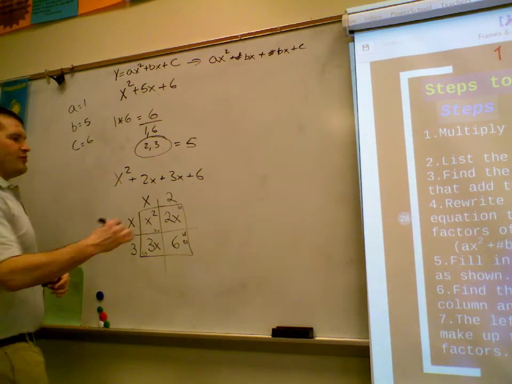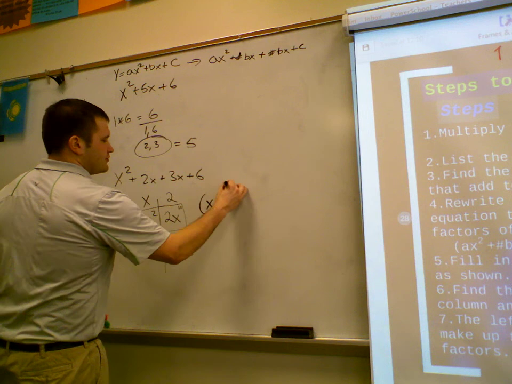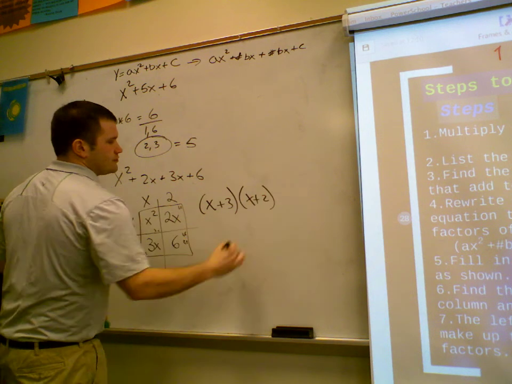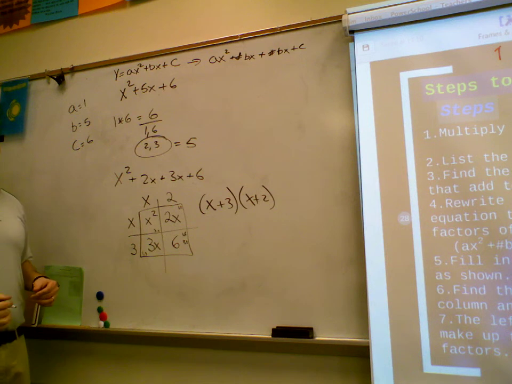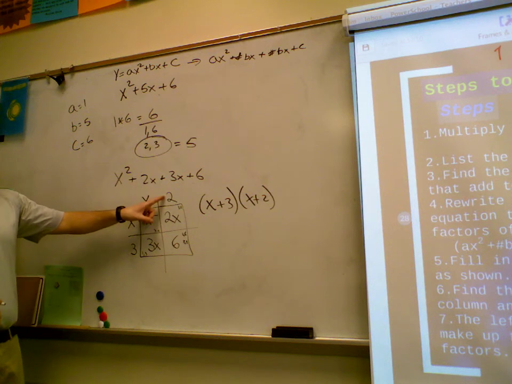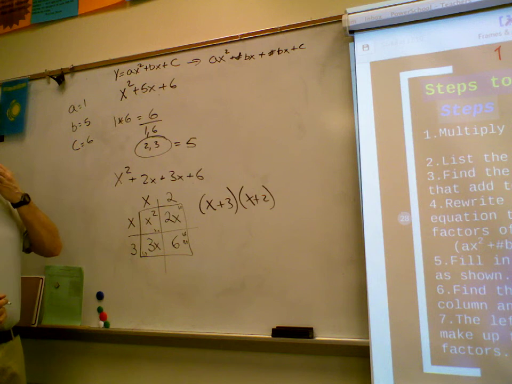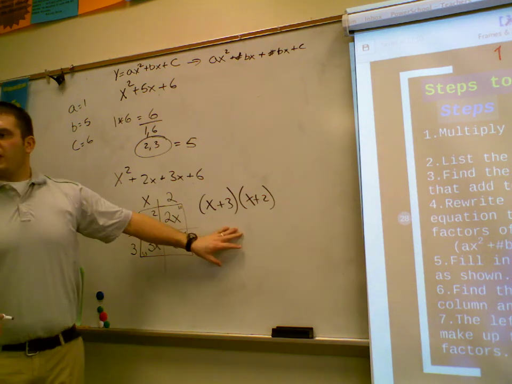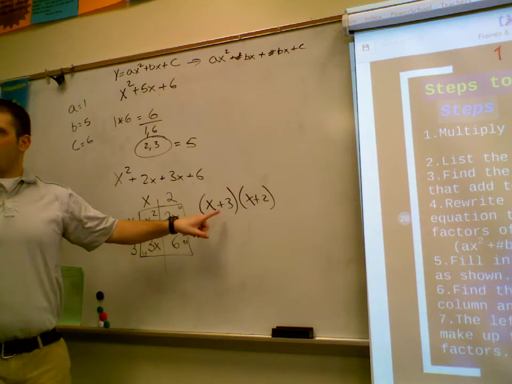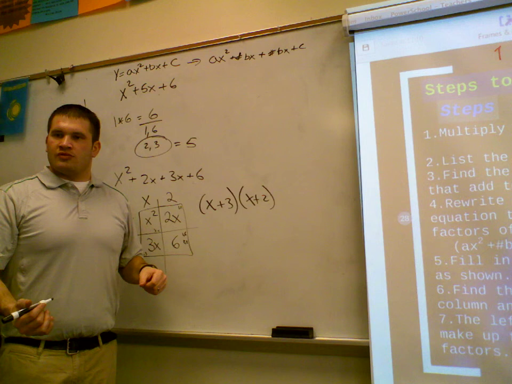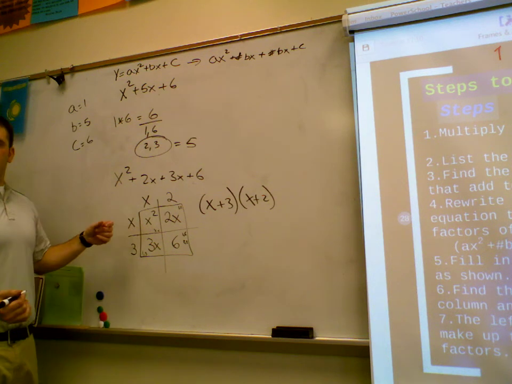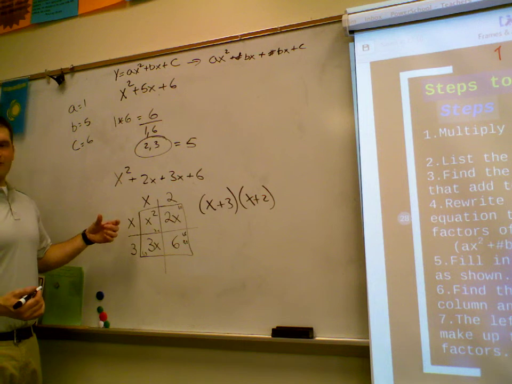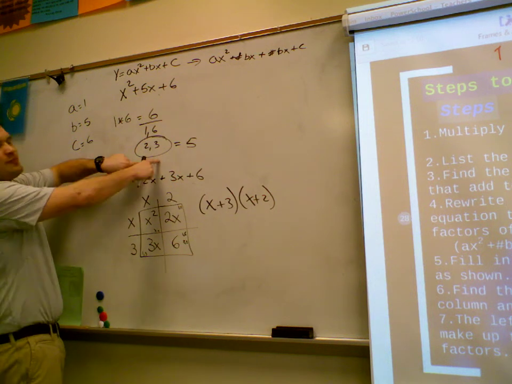So that means that the binomial factors are x plus 3, x plus 2. Wouldn't it be minus? Nope. Why would it be minus? Because they're both positive. Positive times positive is positive, isn't it? So this means that your x-intercepts are negative 3 and negative 2. But they're not negative. Wait, those are just the factors. The factors aren't negative because the 6 is positive.